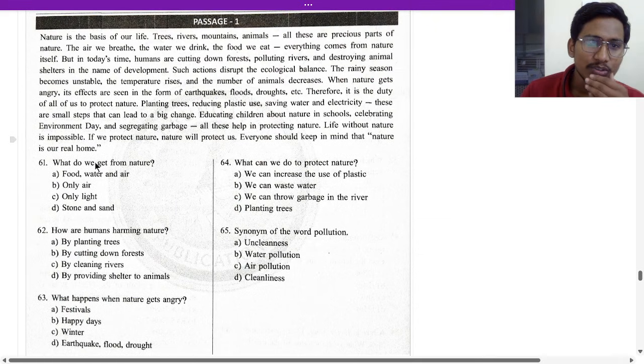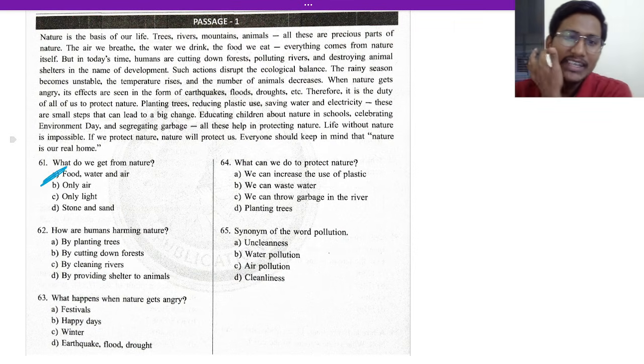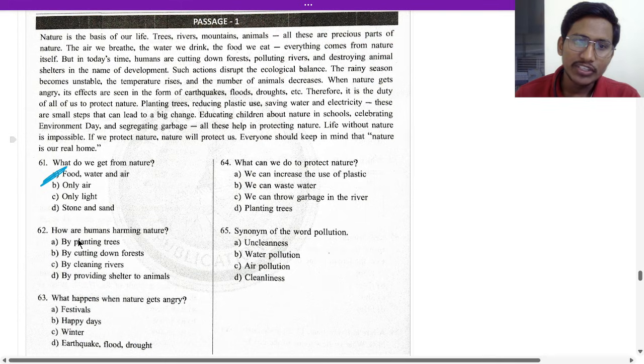So what are the answers now? What do we get from nature? Food, water, air, everything we get, right? So is it only air, only light, stone and sand? No, all of it. Food, water and air, we get everything. So how are humans harming nature? By planting trees? No. Cutting down forests? Yes, by cutting down forests, right?